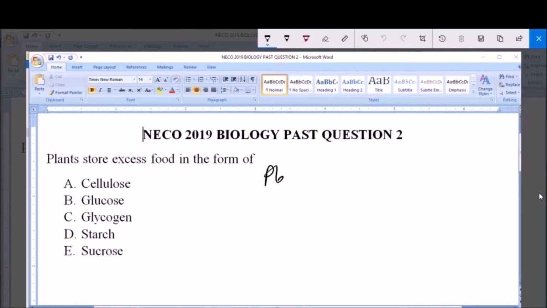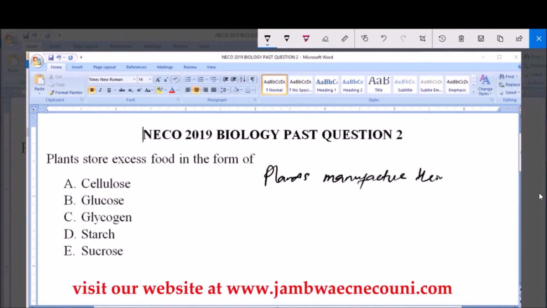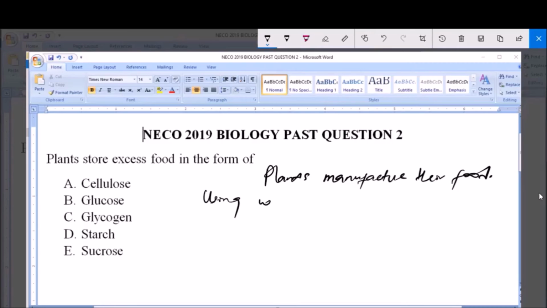plants manufacture their food. That is, they produce their own food. They do this by using water, chlorophyll present in chloroplast, and sunlight. Those are the three main factors required for production of plant food, and this process is what we call photosynthesis.